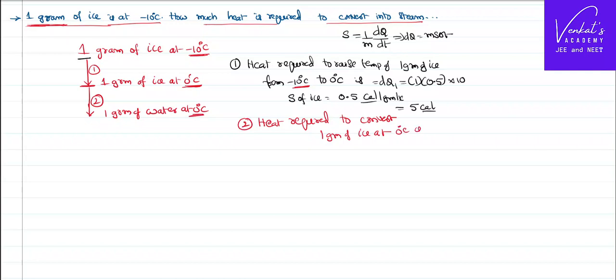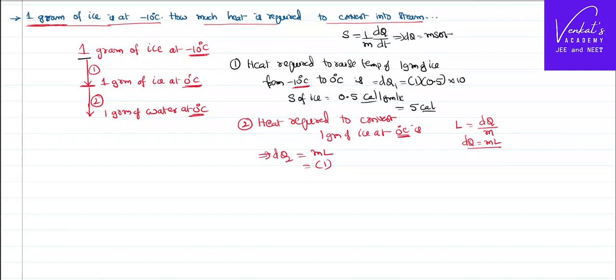Be careful, earlier that is at minus 10 degrees centigrade, but now it has already reached 0 degrees centigrade. This can be done based on the definition of latent heat, which says that latent heat is the amount of heat required to convert unit mass of substance from one state to another at constant temperature. Now this is going to happen at constant melting point temperature, 0 degrees centigrade. From this I can write dQ equal to mL. That implies heat required in this case, dQ2, equal to mL.